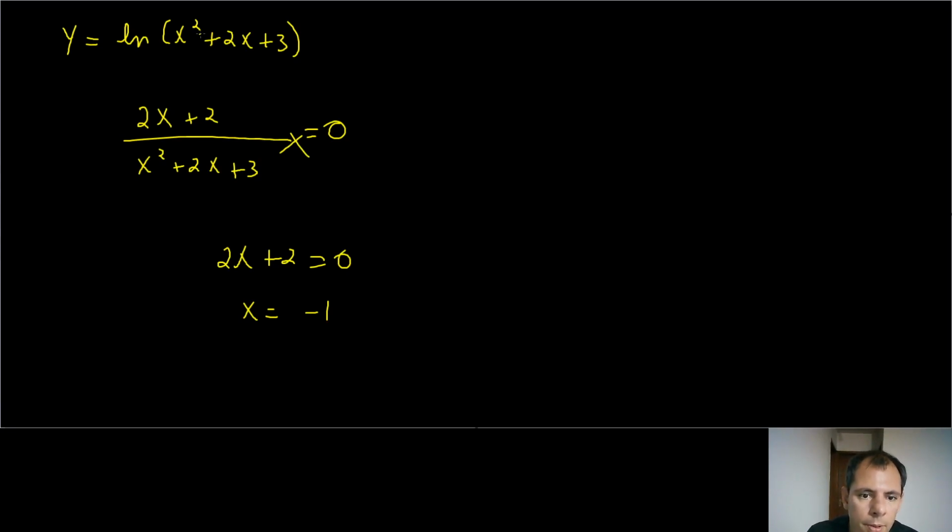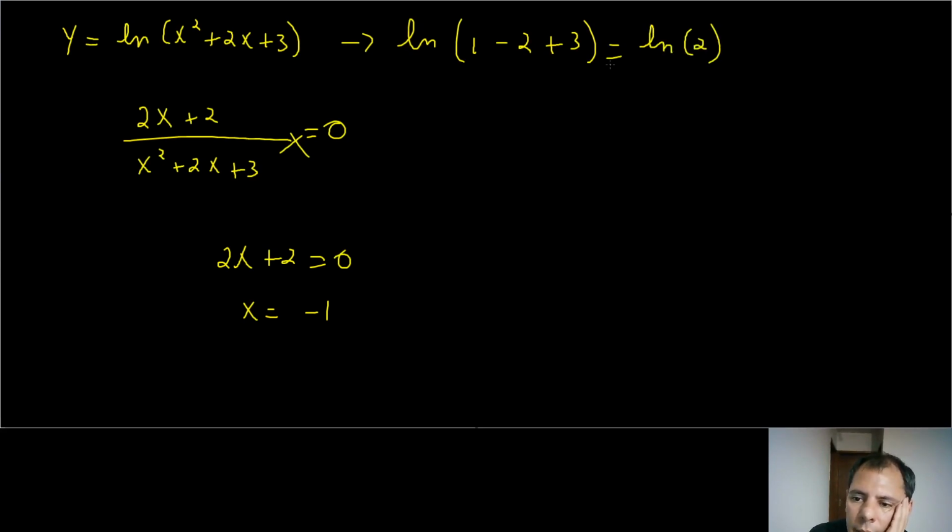Now when you put a -1 in here, what are you going to have? You're going to have the ln of 1 squared, which is 1, plus, oh yeah, -1 squared, which is 1. And here you're going to have plus 2 times -1, so that's -2 plus 3. Okay, so it's going to be 4 minus 2, which is 2. So this is going to be the local extrema. The point -1, ln of 2.